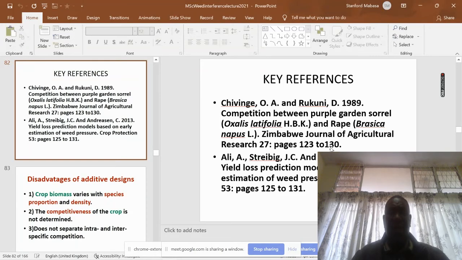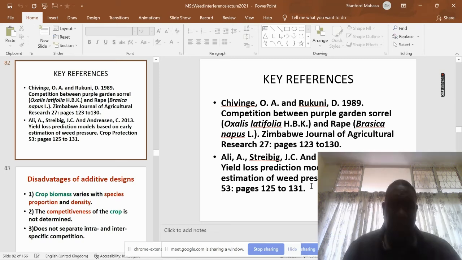The other paper is by Chivinge and Rukuni, 1959. And we also have this paper, I think it's also interesting, by Ali et al., 2013. I may have to post some of these reading materials to you so that you reinforce your understanding on these issues.